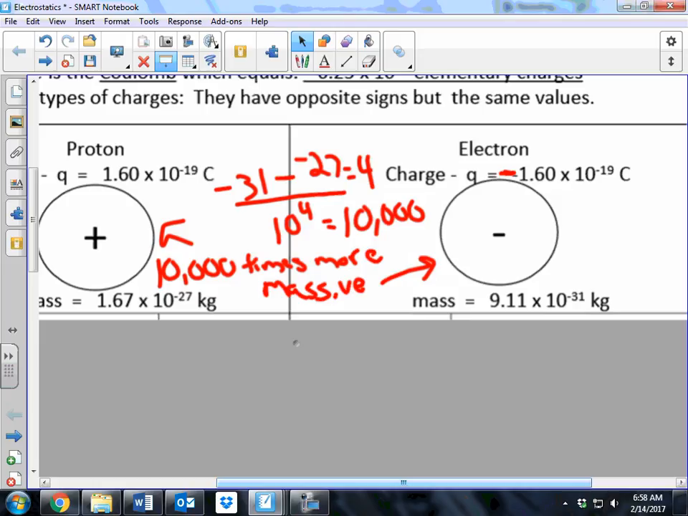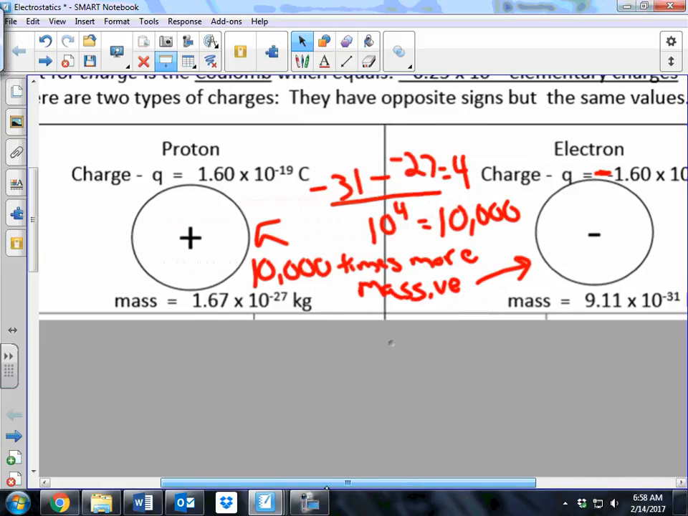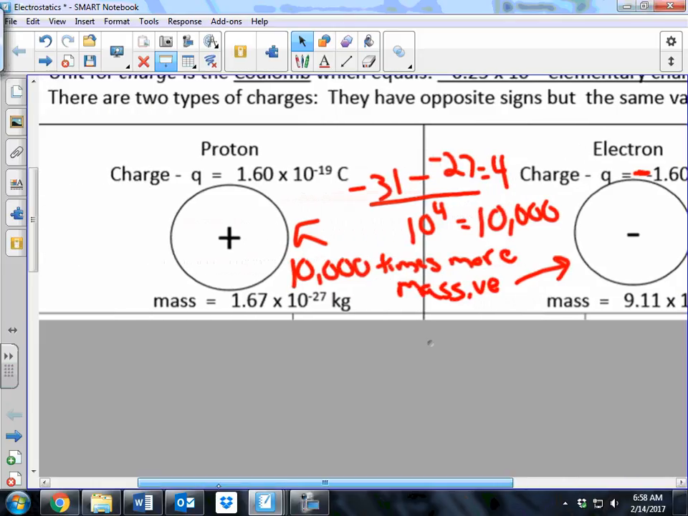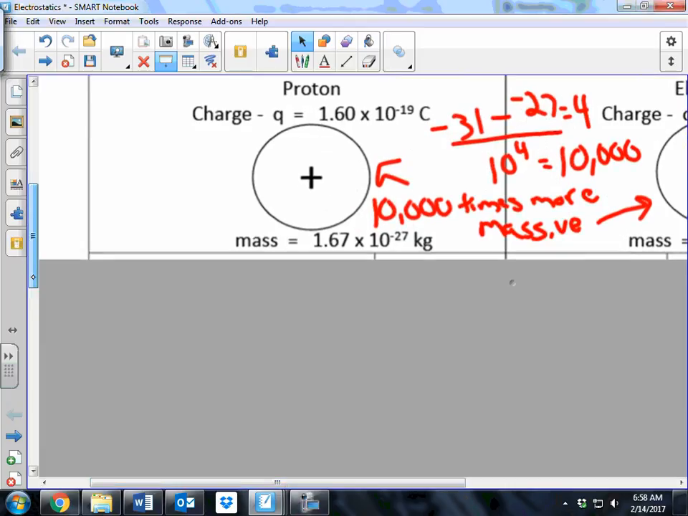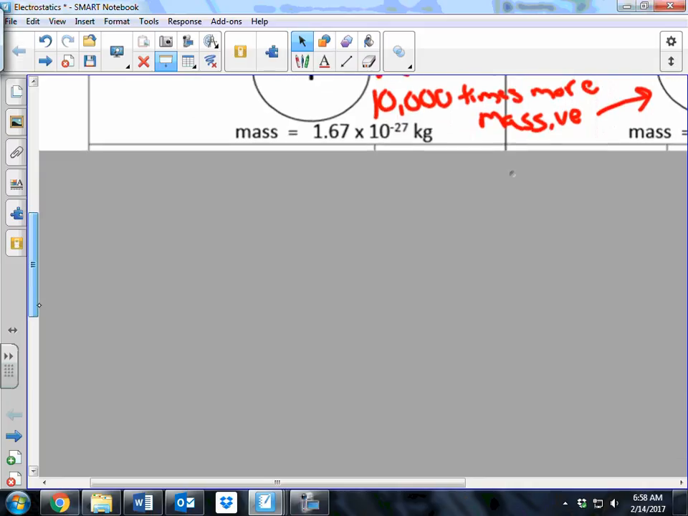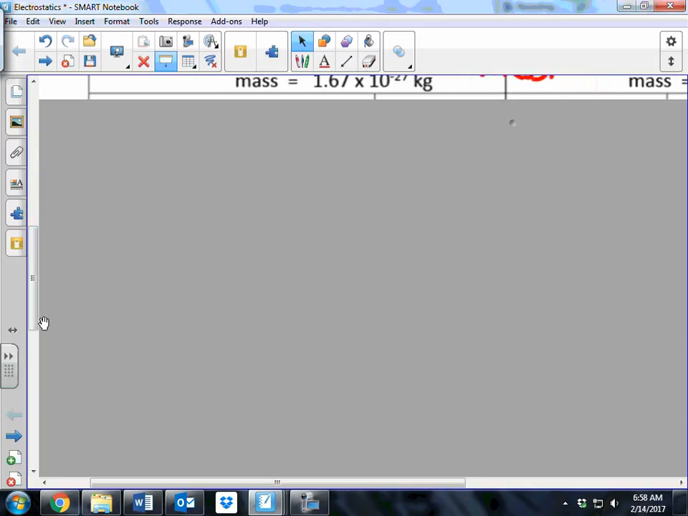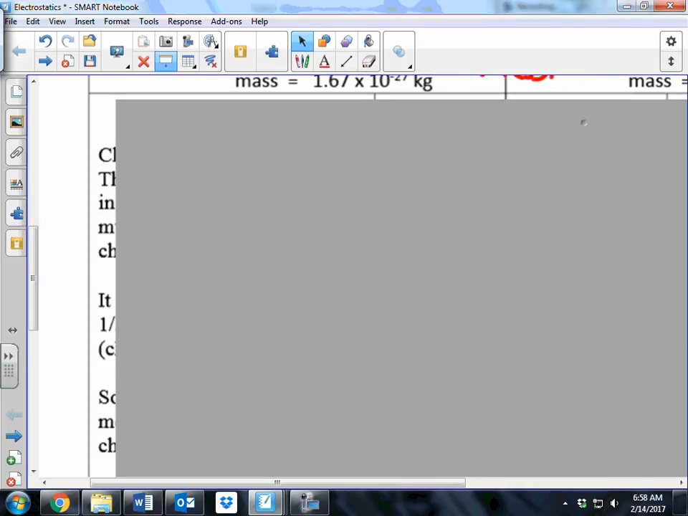So it should be evident that the electron is going to move because it is 10,000 times less massive than a proton. So we never really say protons move. Can they move? Yes, especially if we get enough of an electrostatic force going on. However, it's more likely that the electron will be moving.